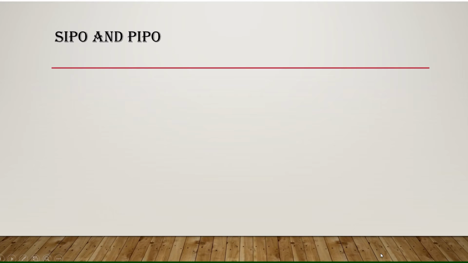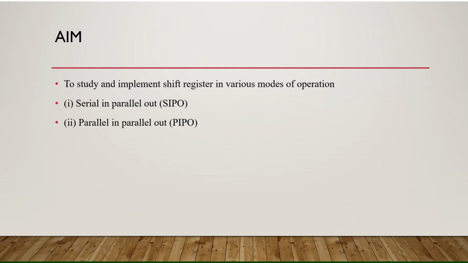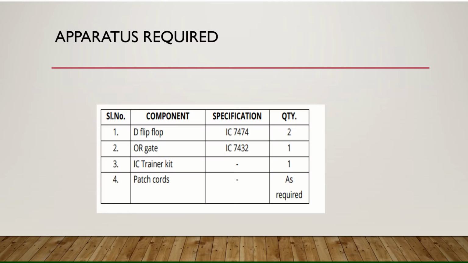Next, we'll see serial in, parallel out, and parallel in, parallel out. Its aim is to study and implement the shift register in various modes of operation. First one we are going to see is SIPO, that is serial in, parallel out, and PIPO as parallel in, parallel out. Here the apparatus required is 2 D flip-flops, 1 OR gate, 1 isotrainer kit, and patch cords as required.